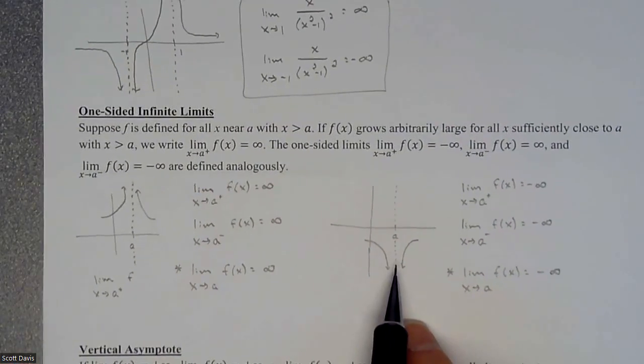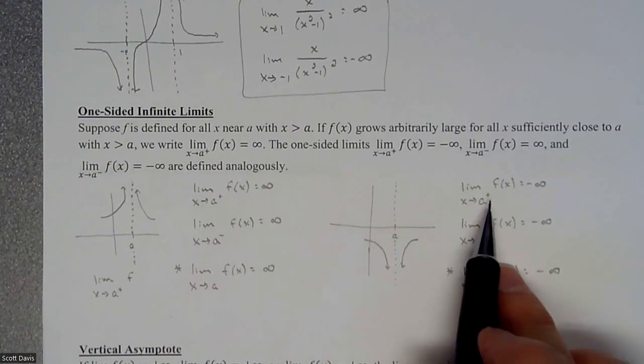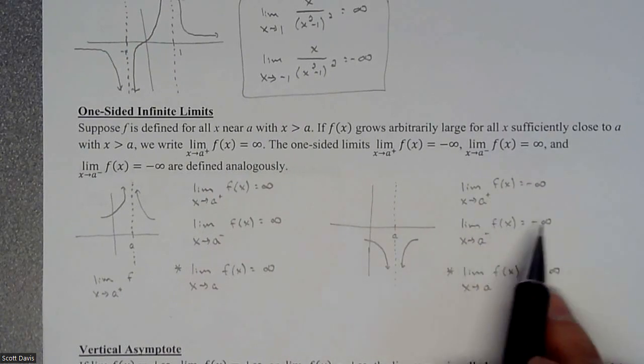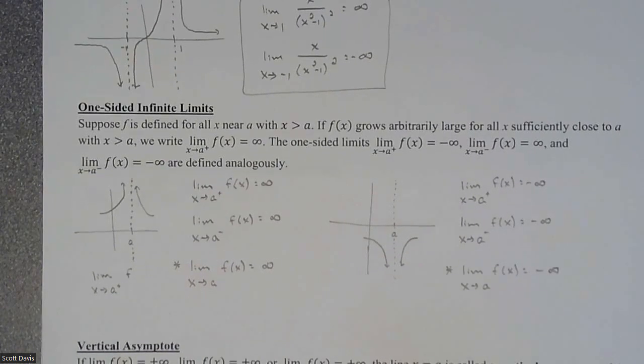And then the same is true if the left side and the right side are both going down. So the right side's approaching negative infinity, the left side's approaching negative infinity, and the overall limit is negative infinity.